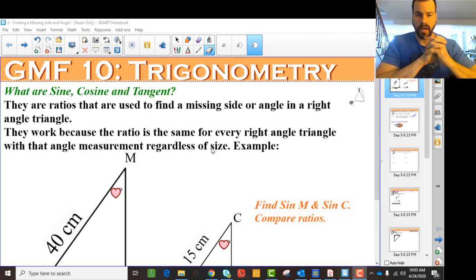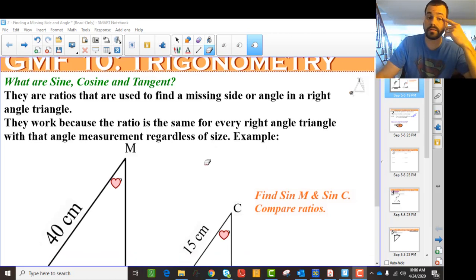So what we want to talk about now is, we talked in the previous video about what sine, cosine and tangent were in terms of labeling them as opposite over hypotenuse, adjacent over hypotenuse and opposite over adjacent. But now we want to use them to actually find a missing side or an angle. And the reason they work is because the ratio is the same for every right angle triangle for those angle measurements. I just want to show you that with a simple example.